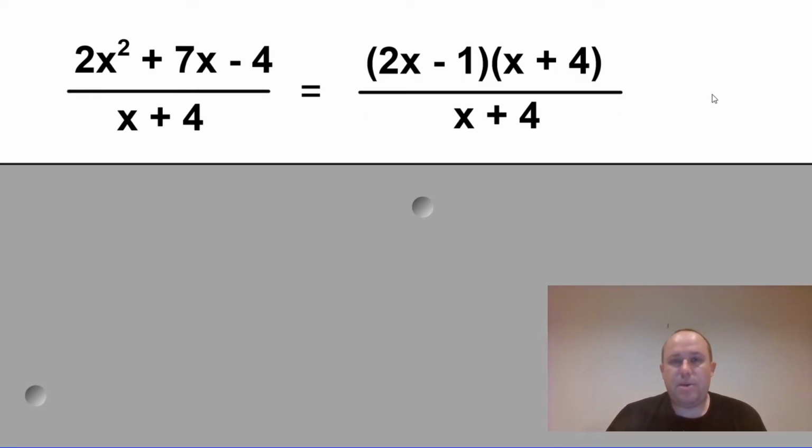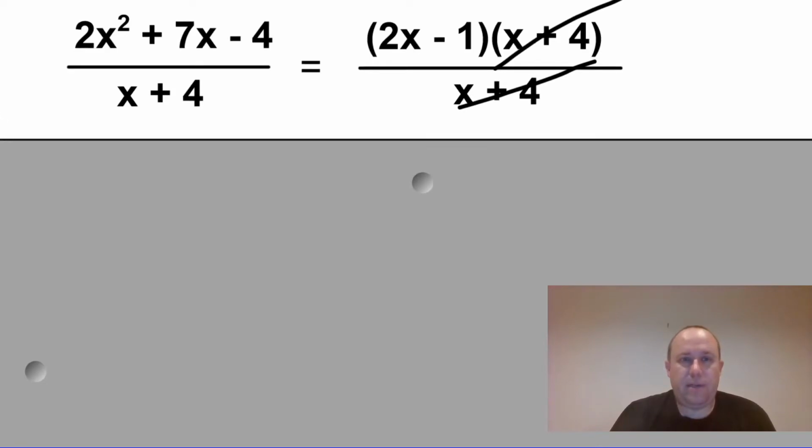And actually remember, if you can factor, you should just go ahead and factor. So for questions like this, notice that once you have factored, then actually two of the terms cancel, and the answer would just be 2x minus 1. So that's actually the simplest method of all if you can factor.